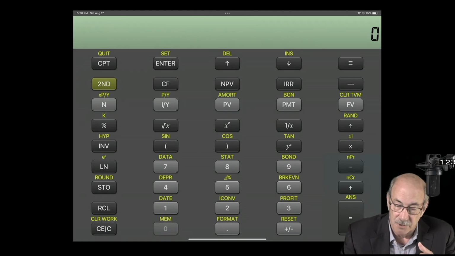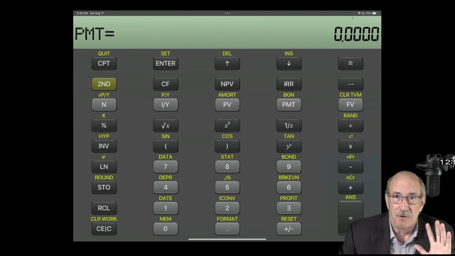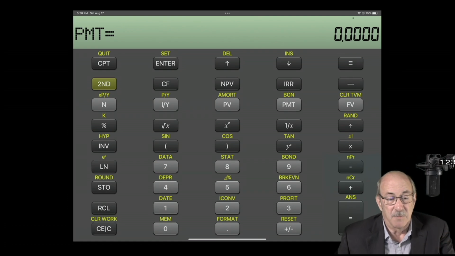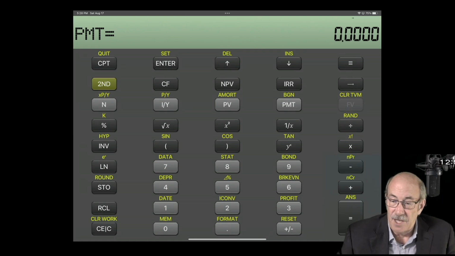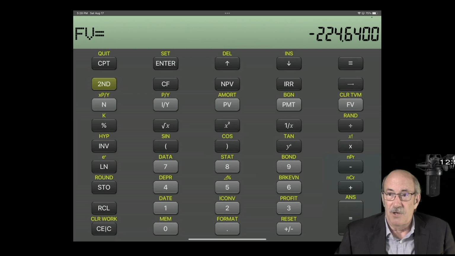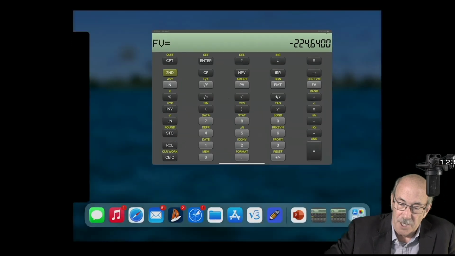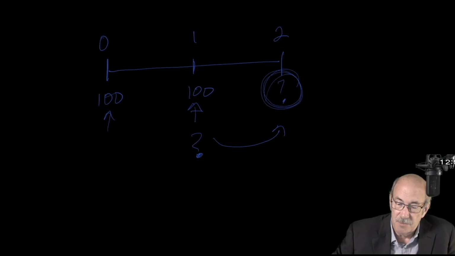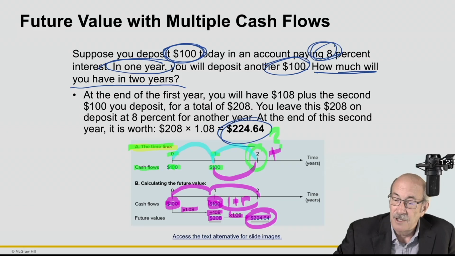I'm going to zero out the payment because I don't make a payment at the end of year 2. And I leave the 8%, I leave the 1 year in the N, that's already there. So now I'm just going to compute a future value. And lo and behold, yes, it comes out to be 224.64. So there is a way to do it on the calculator. It's a little clumsy, but hopefully you'll be able to start getting the hang of this pretty quickly.